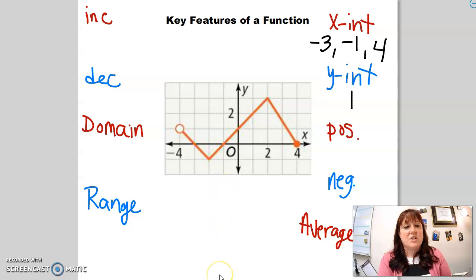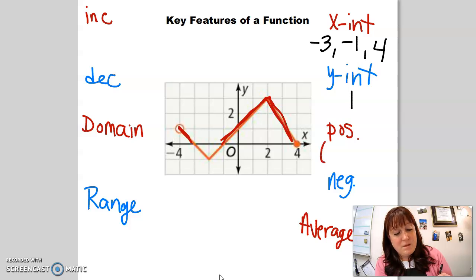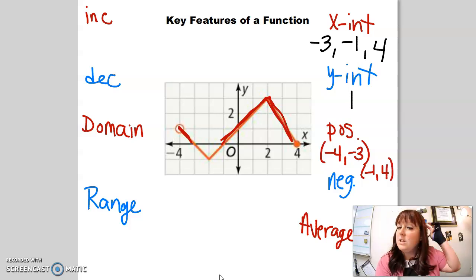Okay, so where's this function above ground? Well, it's above ground right here, and it's also above ground right here. So at what time is this above ground? Well, from -4 to -3, it's above ground. And then also from -1 to 4, it's above ground.